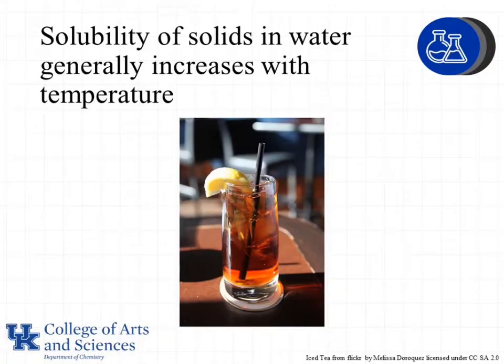One example of this is in tea and dissolving sugar. If you try to dissolve sugar in iced tea, you're not going to find that much of it will dissolve. However, if you have a cup of hot tea, it is much easier to dissolve sugar in the hot tea because the solubility of sucrose increases with temperature.